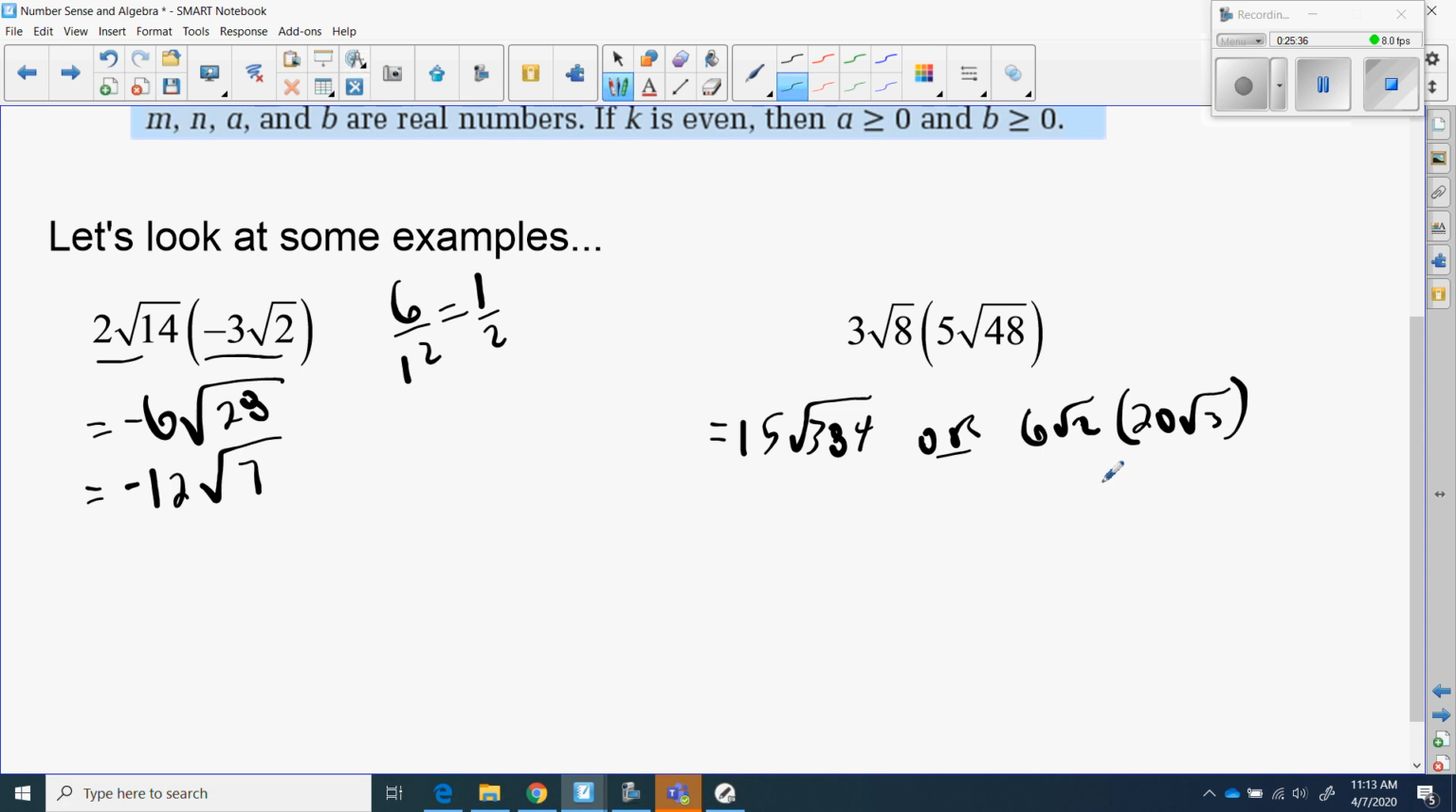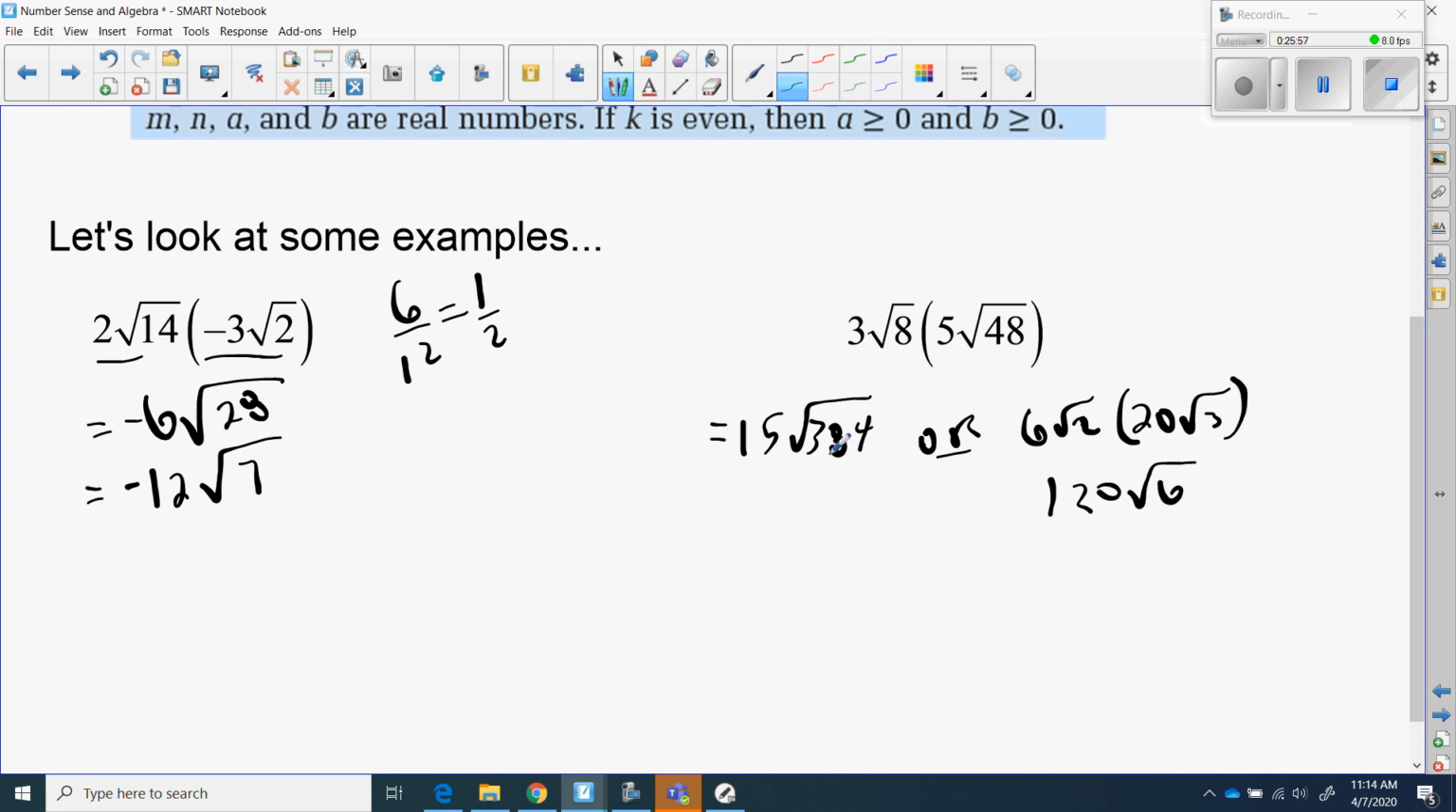Now look how much easier this is, because now it's just 6 times 20, 120. It's never a big deal, the number up front, because I don't have to reduce that. But if you can get this radicand to be as small as possible, that will make your life a whole lot easier. So now the square root of 2 times the square root of 3 is the square root of 6. I'm done.